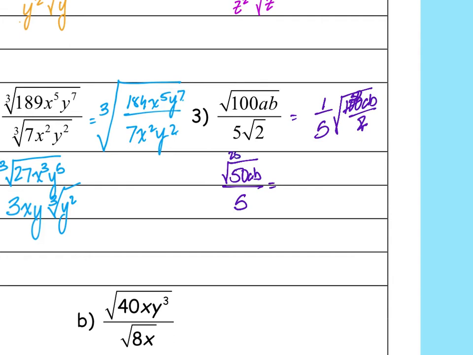50 is what, 25 times 2? So it's 5, square root of 25 is 5. 2 stays inside, AB divided by 5, so that goes away, and I get the square root of 2AB. Wow, okay.